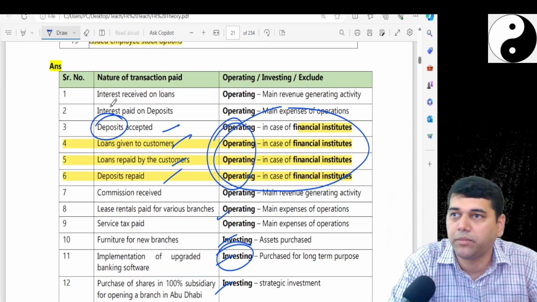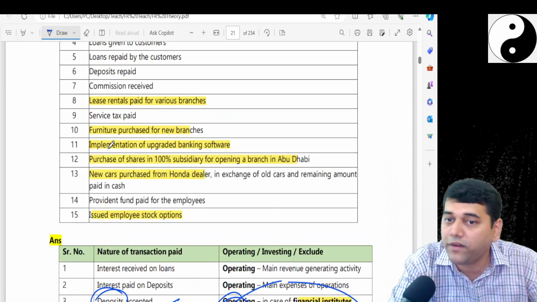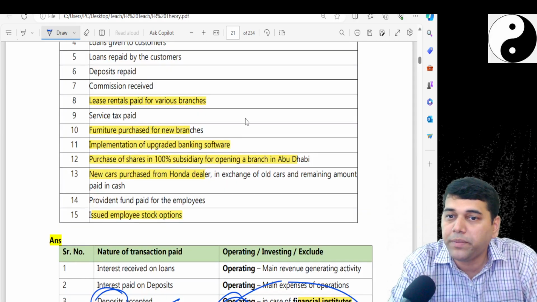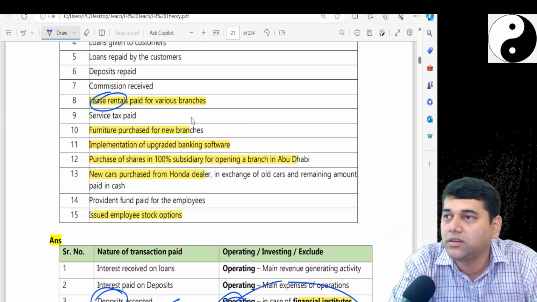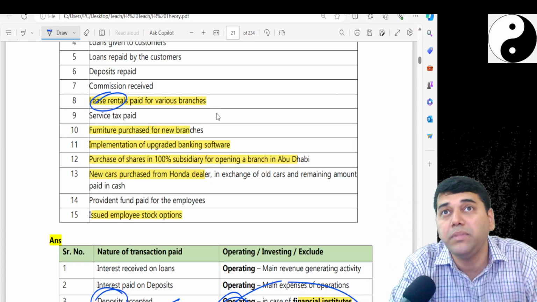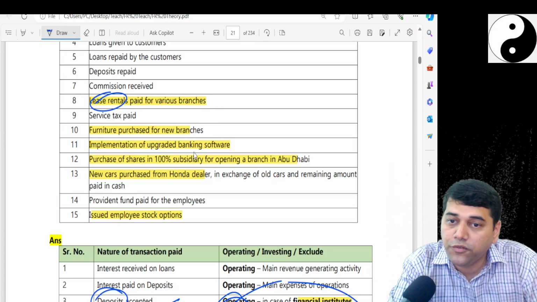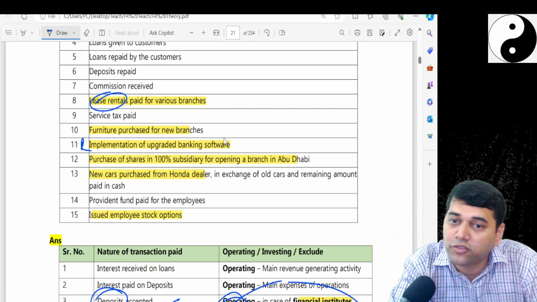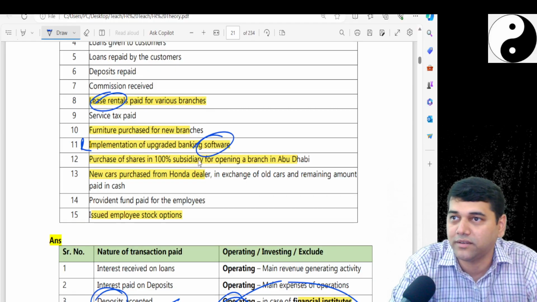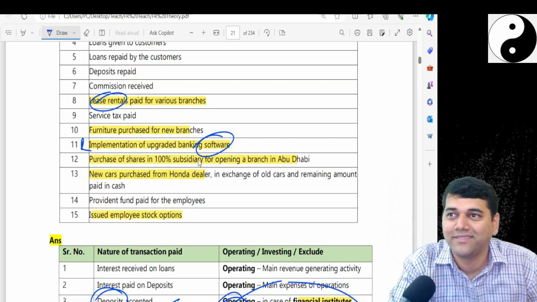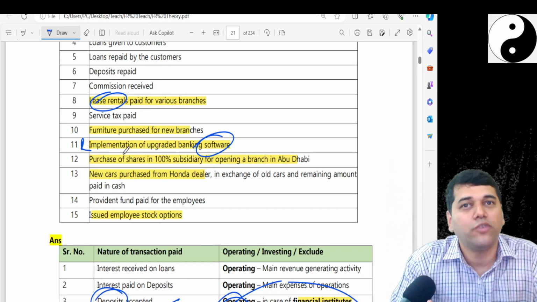And that can become operating. If you have taken this software on rent, what have you paid the rent for? For the building? Or if you have paid the rent for this software, it is operating. Followed? It's simple. That's what I'm telling you.